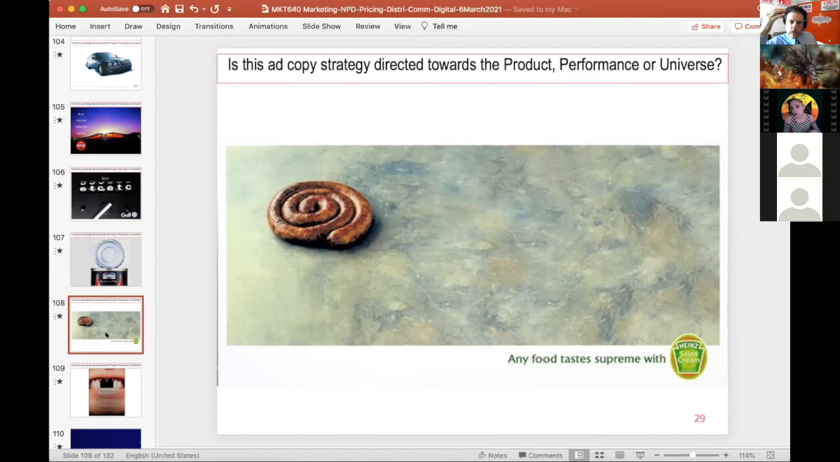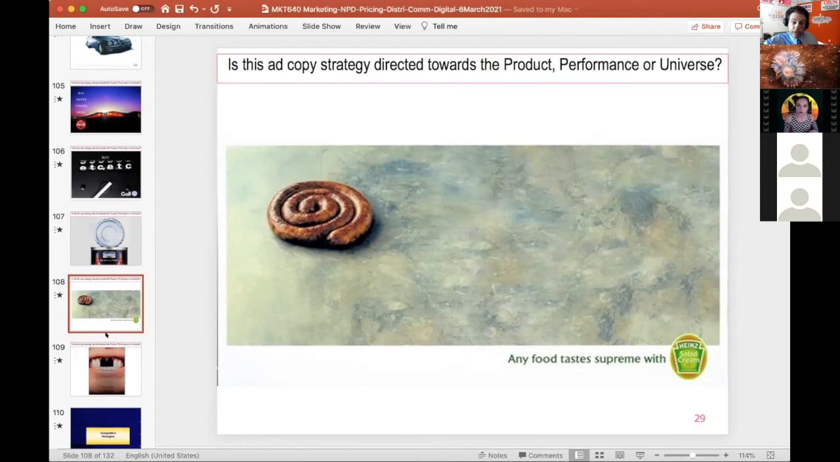So does it show the product? Well, you sort of see the label, I guess, but not really. Does it show the universe? No, you don't see the people. You have no idea of woman, man, but you show the performance that this thing that looks pretty bad will be good.